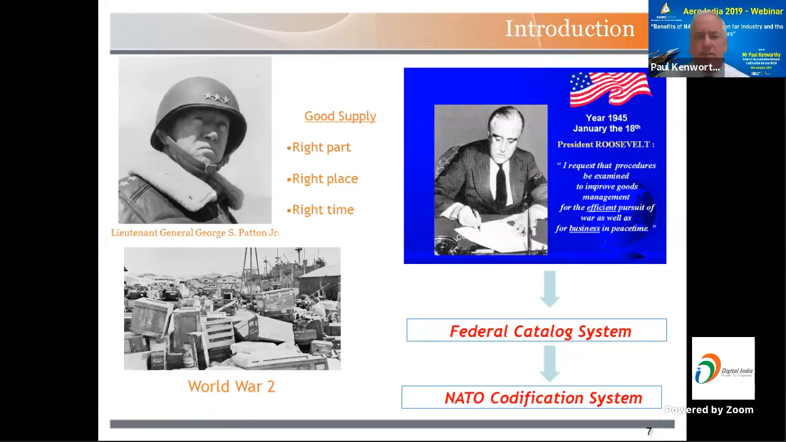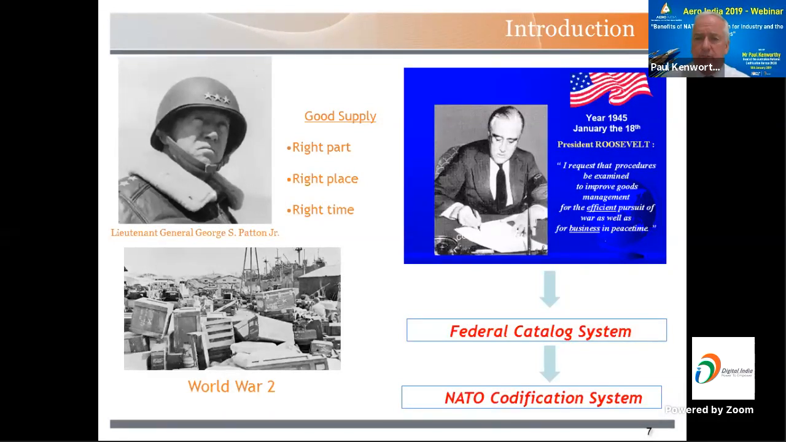Coming out of the confusion of the Second World War, the supply chains at the time, certainly in the US and other countries, really did suffer under the weight of equipment being purchased and transported. And it was quite chaotic and quite a big mess. So basically, the president at the time, Roosevelt, in January of 1945, requested that procedures be examined to improve goods management for the efficient pursuit of war, as well as for business in peacetime. So coming out of that request, that study, came the federal catalog system. This system is used and still in use across government, federal government in the USA.